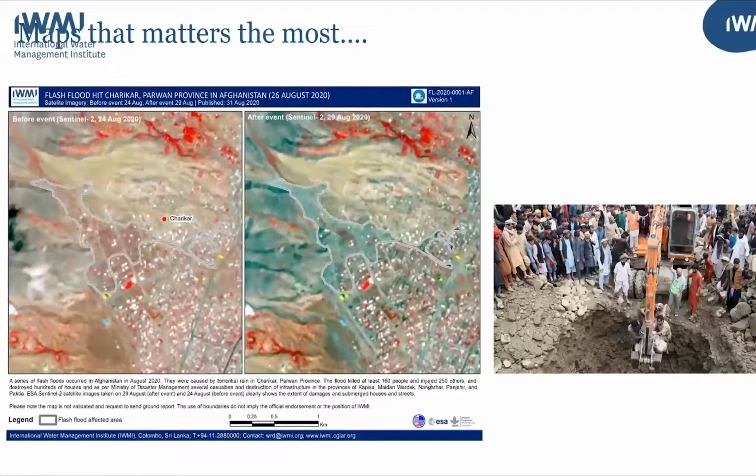This is another map. Once you have a flood forecast and a flood is likely to happen, we know how to activate and help the authorities. This is an example of work we were doing a couple of months before, last year.